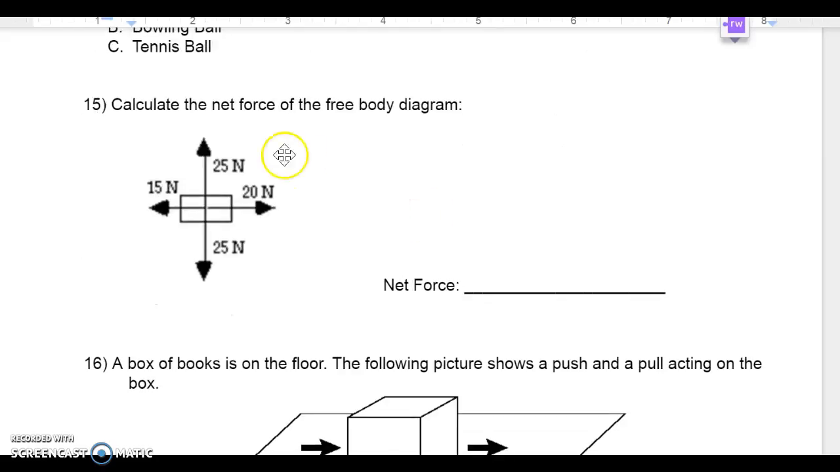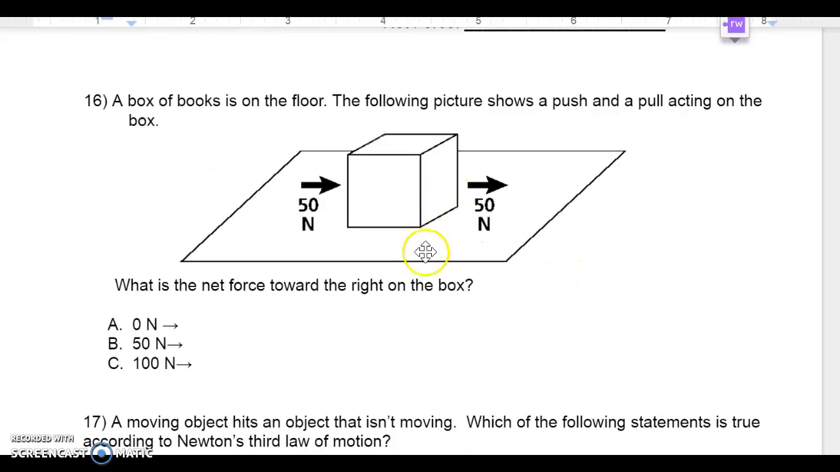Number 15. Take a look at the free body diagram and calculate the net force and write it here. Number 16, same thing. Look at the diagram, calculate the net force, and circle it.